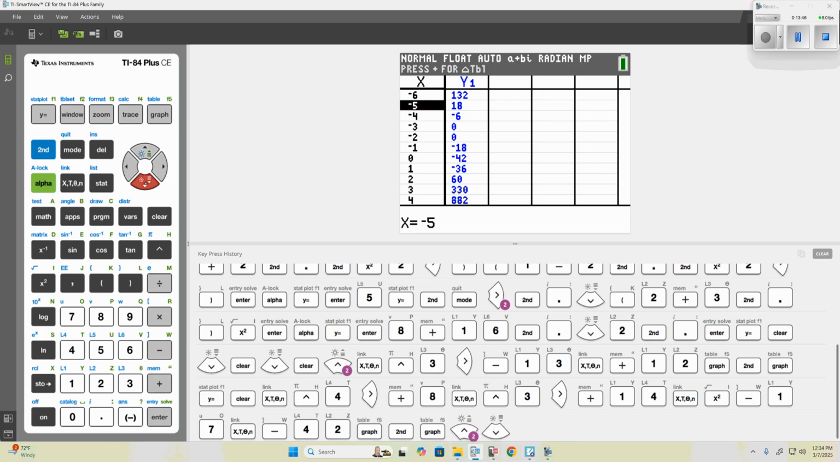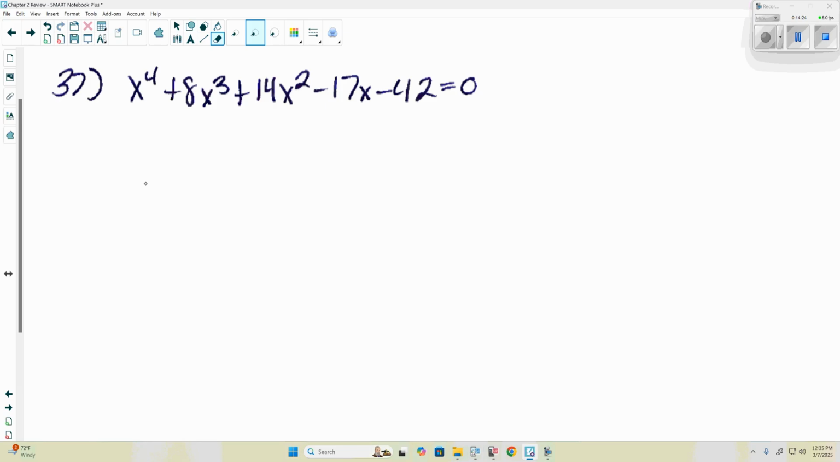One of the places, or especially looking at the table, we know it crosses the x-axis, is if the y values go from positive to negative or negative to positive. Because the only way they can switch is if it crosses the x-axis. So going from the top, y values, we have 132, 18, negative 6. So somewhere between negative 5 and negative 4 across the x-axis. Negative 6, 0, we hit the x-axis, 0. Negative 18, negative 42, negative 36, 60. And then somewhere between 1 and 2 it crosses again. Because again, we have that change. But we know for certain negative 3 and negative 2.